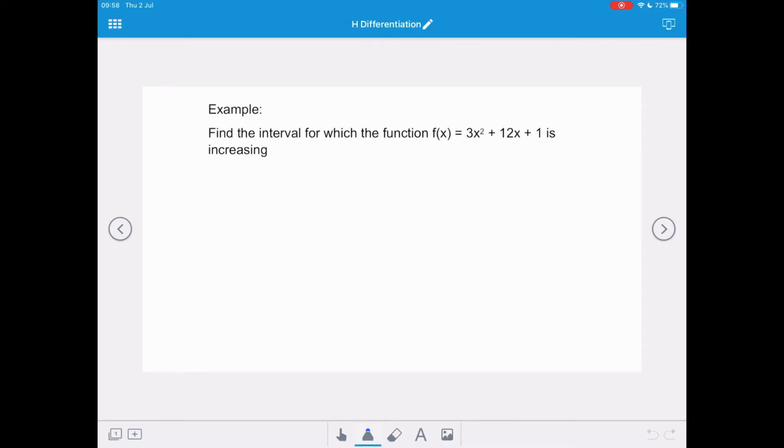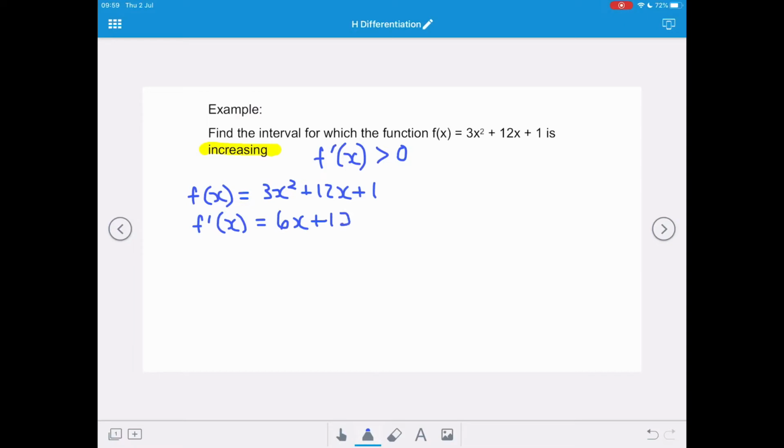So we want to find the interval for which the function f(x) = 3x² + 12x + 1 is increasing. We know that the derivative for an increasing function has to be greater than 0. So we're going to differentiate our function, which was 3x² + 12x + 1. The derivative, f'(x), equals 6x + 12, and we're going to set up an inequality because that's going to have to be greater than 0.